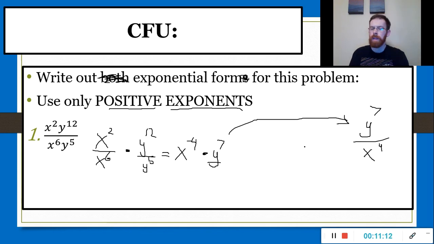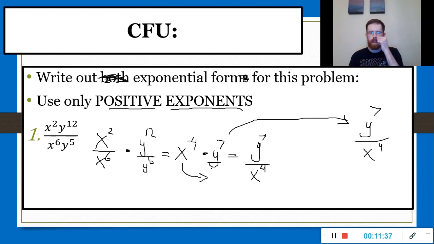Super quick. But about this x to the negative 4th, well, what do we do with the negative exponent? You got to make it positive by putting it on the opposite side of a fraction, the denominator. y to the 7th, that is a beautiful y over x to the 4th, because it has to go to the denominator. There you go.